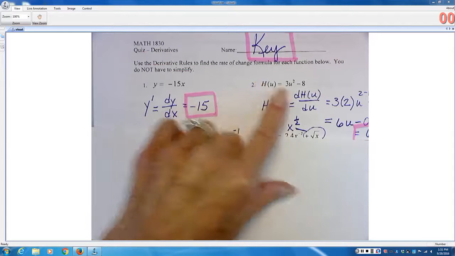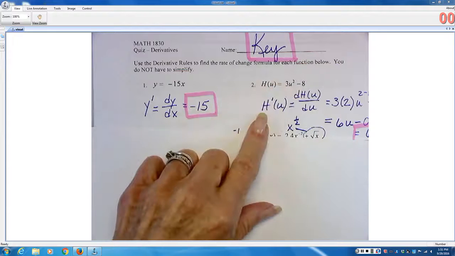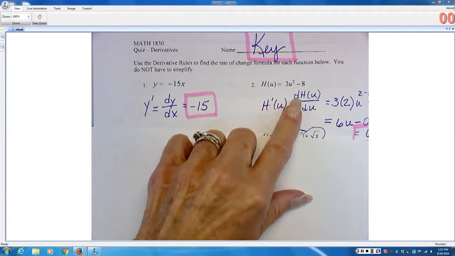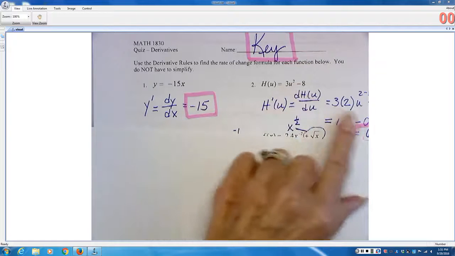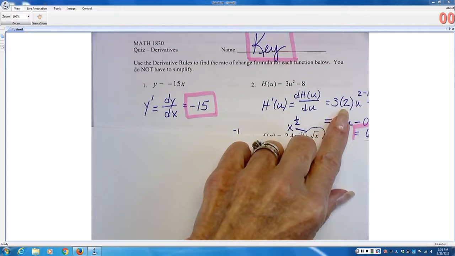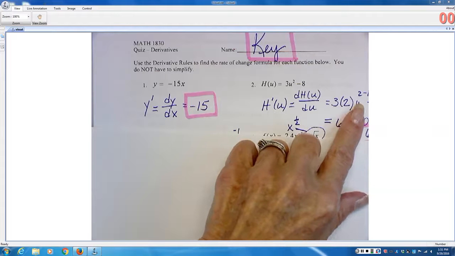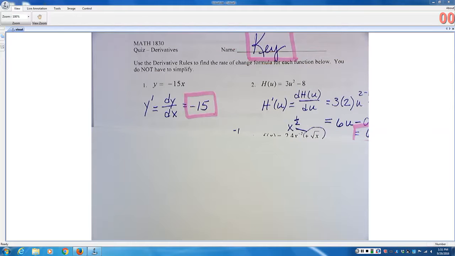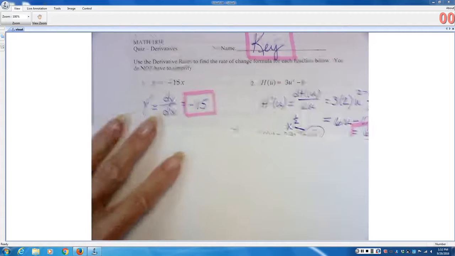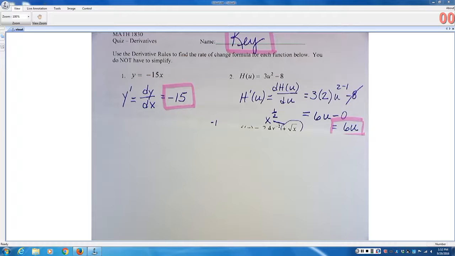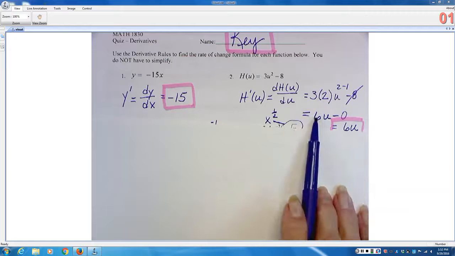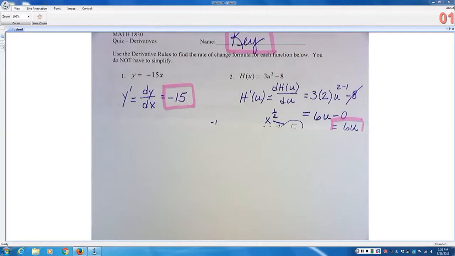H of u is 3u squared minus 8. H prime of u can be written as dh of u, or just dh over du. And it would be 3 times, bring the exponent down, 2, u to the 2 minus 1. And then negative 8 actually disappears. So what you have left is 3 times 2 is 6, u to the first power minus 0, and I don't usually write the 0, so I just put 6u.